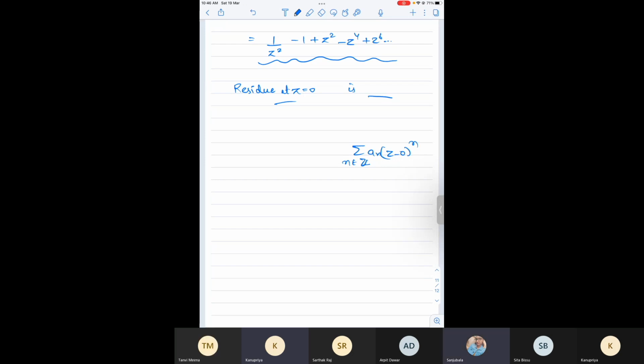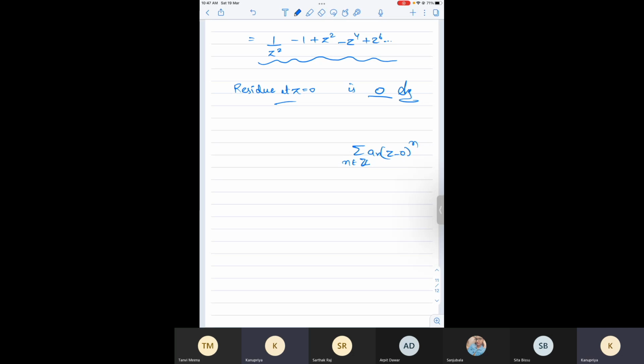Minus 1. First of all, please tell me the definition of residue. The coefficient of 1 upon z. So what is the coefficient of 1 by z here? 0. Not minus 1, it's 0.